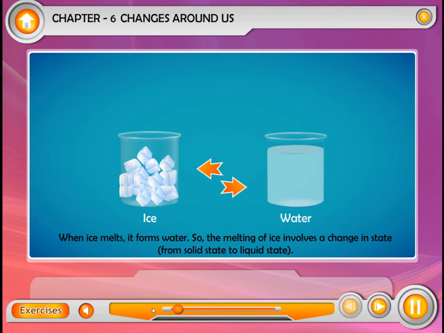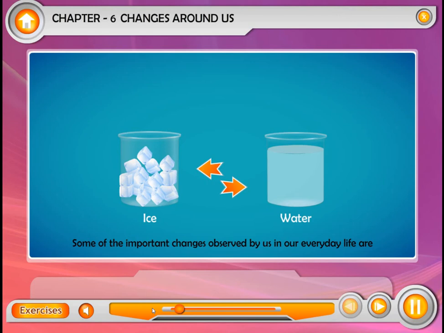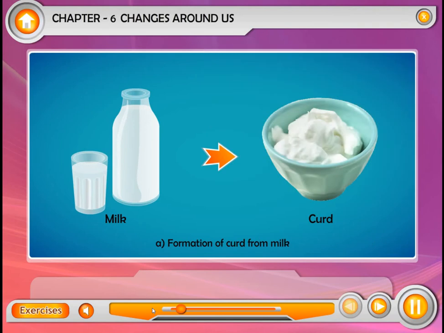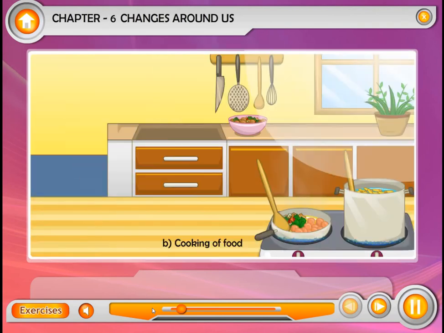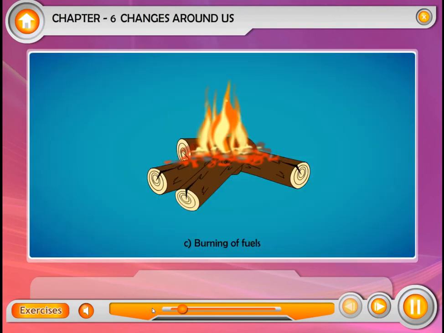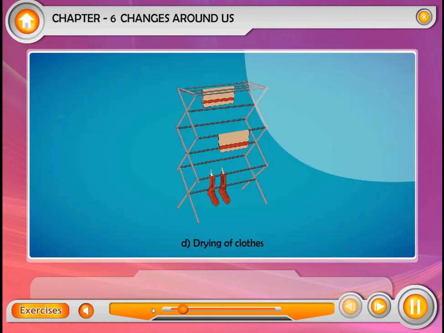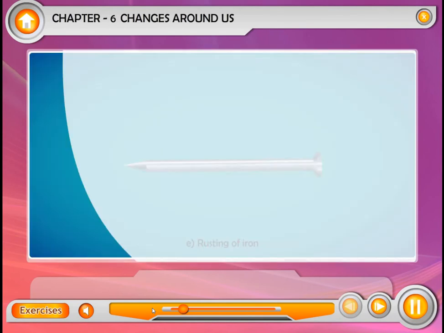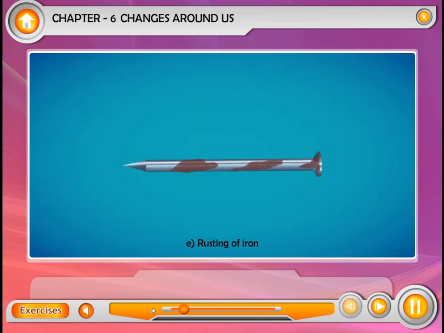So the melting of ice involves a change in state from solid state to liquid state. Some of the important changes observed by us in our everyday life are: A. Formation of curd from milk. B. Cooking of food. C. Burning of fuels. D. Drying of clothes. And E. Rusting of iron.